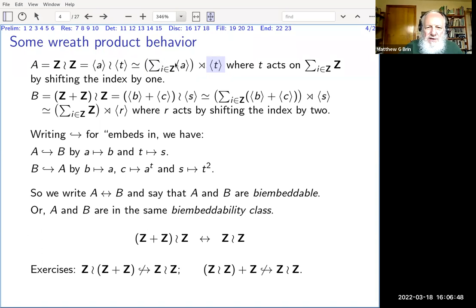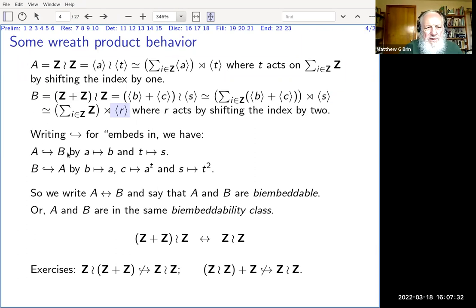So conjugation by T takes the copy at 0 and conjugates it to the copy at 1, and so forth. If I look at the wreath product of z plus z on the bottom with z on the top, the generators on the bottom being B and C, the generator at the top I'm calling S. You take a countable collection of the bottom group and you index it by z. The generator of the top group also shifts it by 1. But this is exactly the same as taking a countable direct sum of copies of z indexed over the integers. And now the top group, the generator, will shift by 2. And so A and B are quite different.